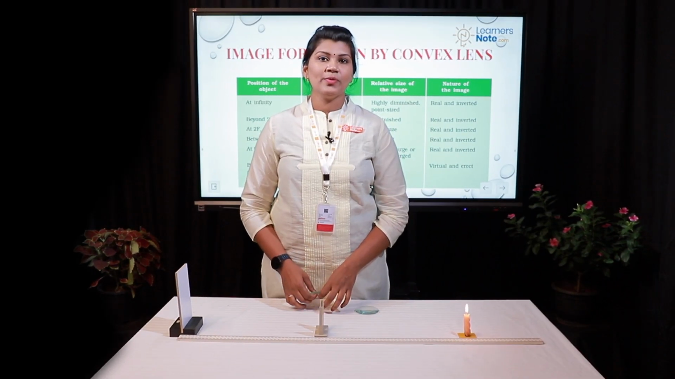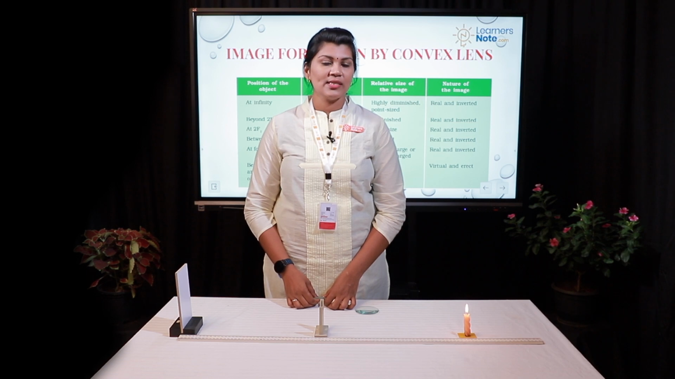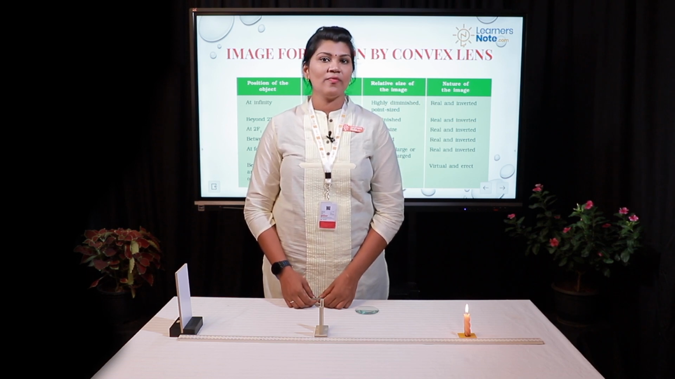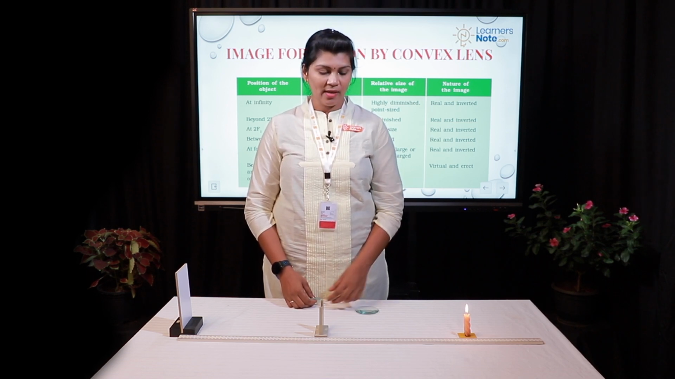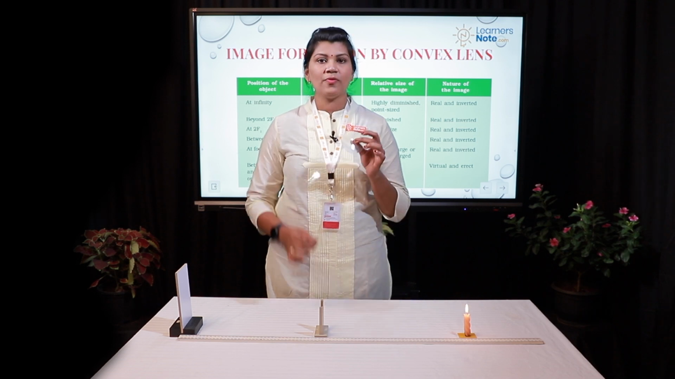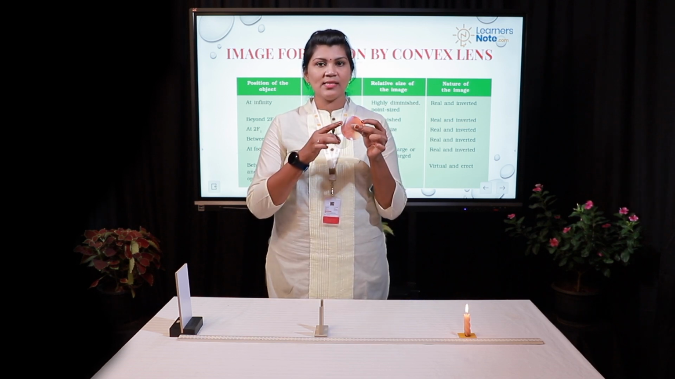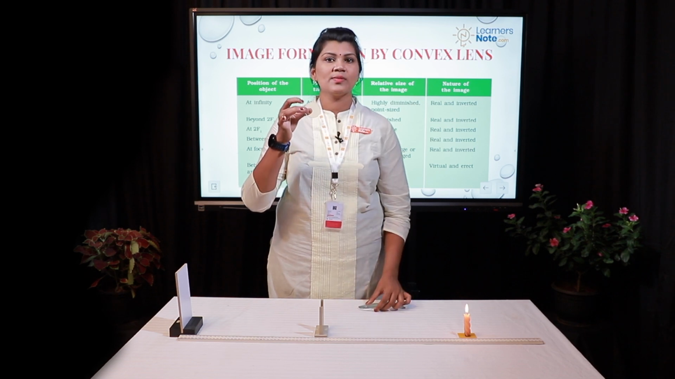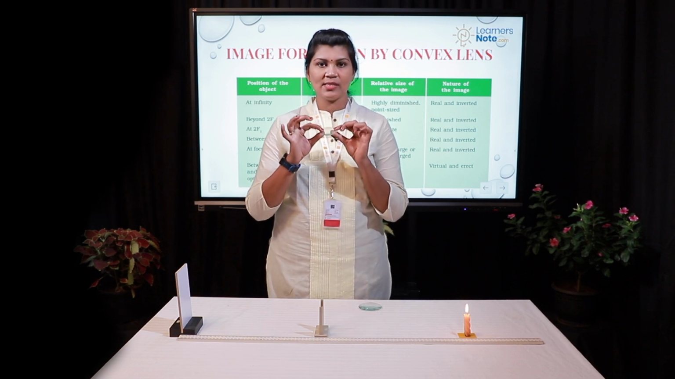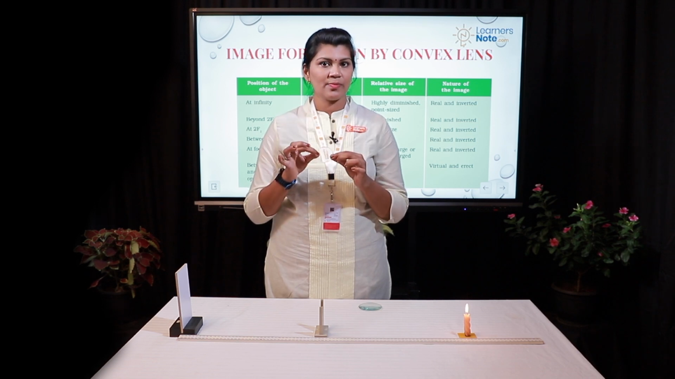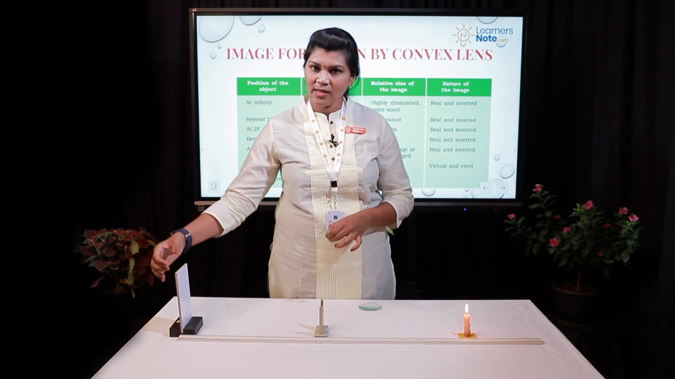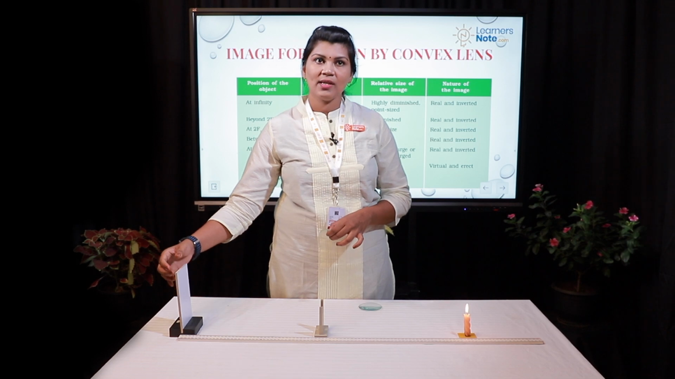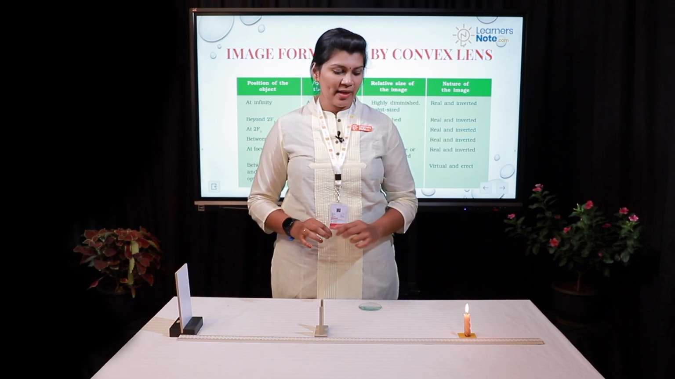Here I am going to do an activity to demonstrate the image formation by convex lenses. Here we have 2 types of convex lenses. This lens has a larger aperture and this one has a smaller aperture. Here I am using this smaller aperture lens. Here we have an image forming screen. Here we have an object.